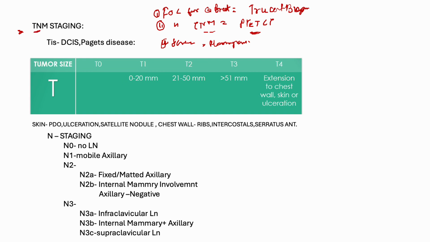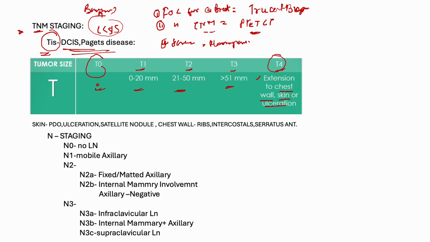Okay, coming to the T staging, T0 means there is no tumor, T1 means till 2 centimeter, T2 means 2 to 5 centimeter, T3 is more than 5 centimeter, and T4 implies extension to the chest wall, skin or ulceration. Okay, there is something called TIS. TIS means tumor in situ. I already told you how to differentiate between in situ and an invasive carcinoma. In TIS, DCIS and Paget's disease is there. Remember, LCIS, lobular carcinoma in situ, is a benign condition. It is not included in the TNM staging.